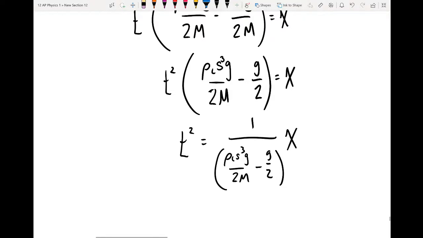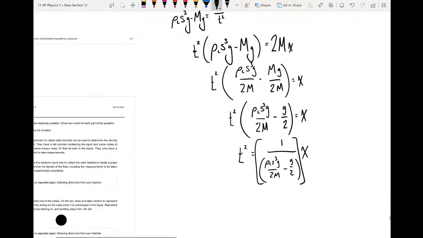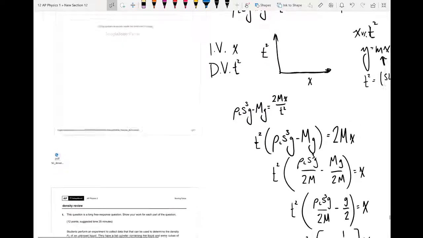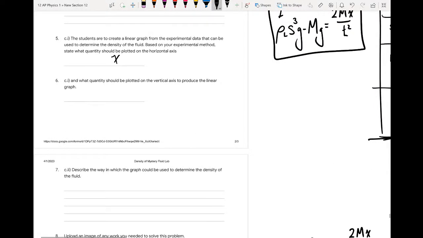Great, so now I have t squared, my y-axis variable, equal to some sort of slope times x, my independent variable. So on my horizontal axis, I could graph x. On my vertical axis, I could graph t squared. And that will give me a linearized relationship because based on our algebra, we saw that x is going to be directly related to t squared.